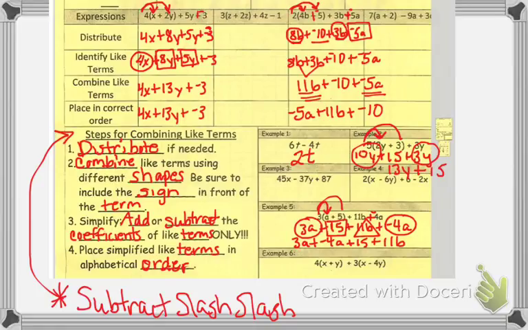Careful here, 3a plus negative 4a, that would leave me with negative 1a, or just negative a, plus 15 plus 11b. And don't forget, we want these in alphabetical order, so that would be negative a plus 11b, and then we will leave our constant, the 15, at the end. So there is example 5.